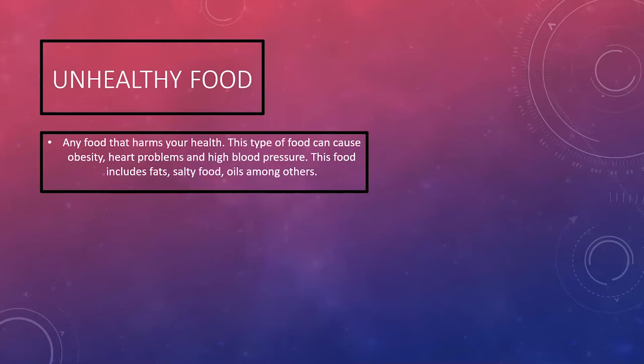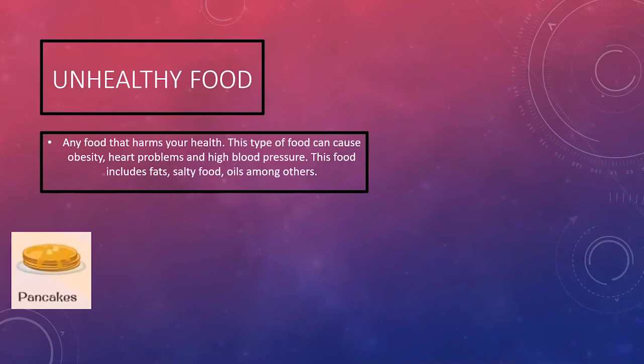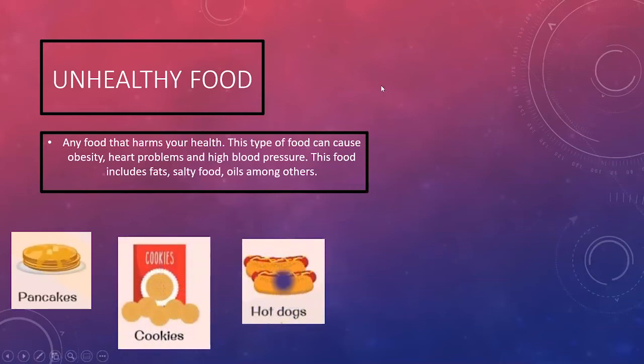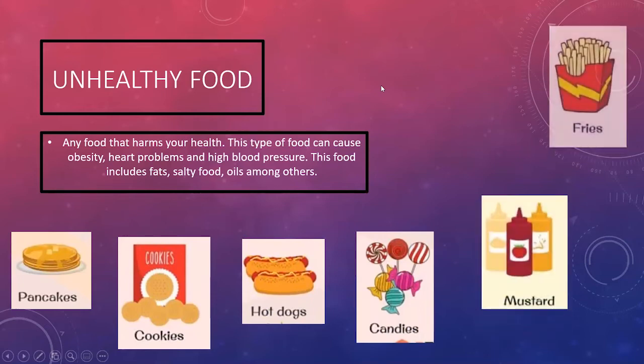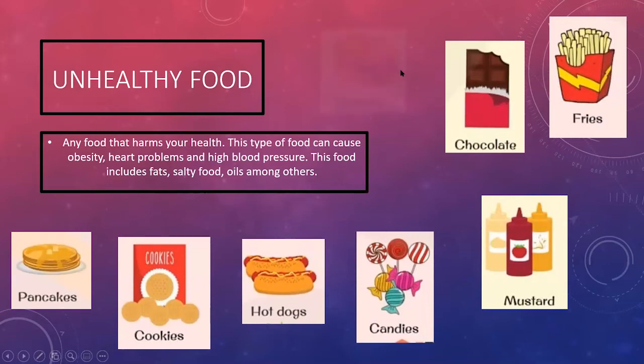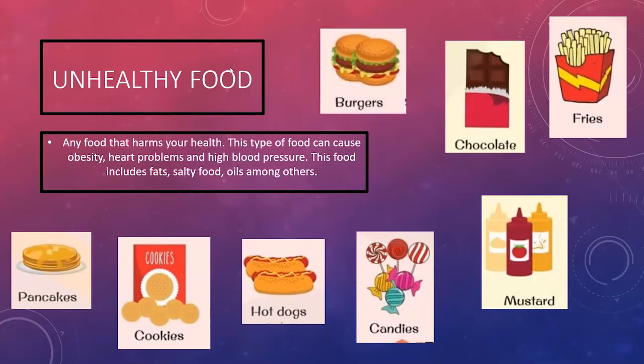So, in this case, we have pancakes. So we have pancakes, cookies, hot dogs, candies, mustard, fries, chocolate, hamburger or burgers, whatever, however you want to say it, okay? So we have in one aspect of our lives, all the tasty food isn't the best food for your body, okay? So, la mejor comida que nosotros siempre decimos, la que más disfrutamos, es la que más mal nos hace.